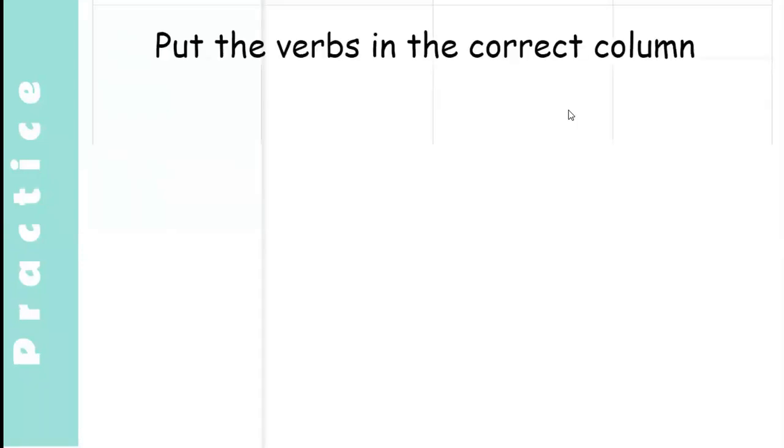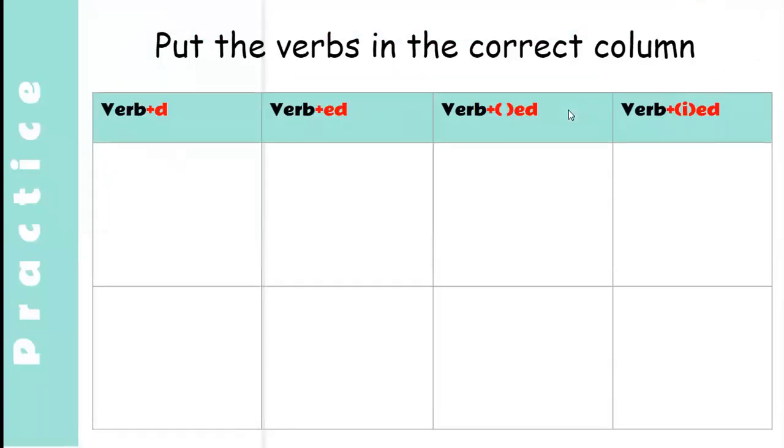It's time for some practice. Let's put the verbs into the correct columns. Move. It ends in E. Where should it go? Yes, moved. Drop. It ends in vowel plus consonant, so it doubles the final consonant and takes ed. Dropped.